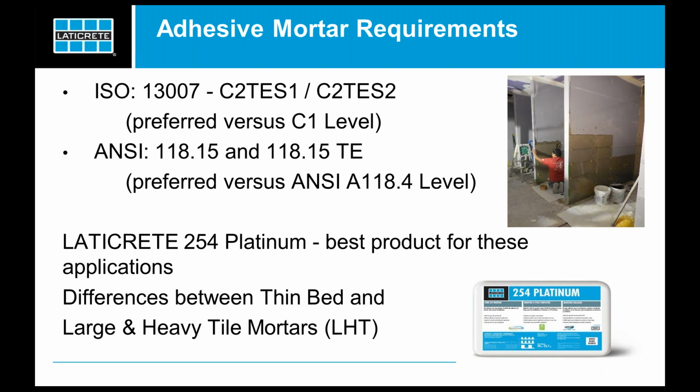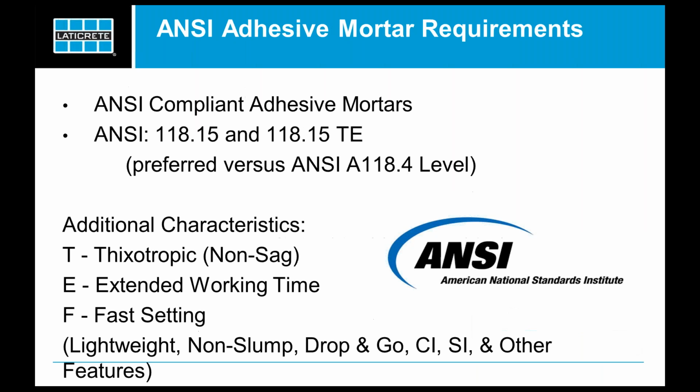And in ANSI, the 118.15 level is the preferred adhesive type versus the ANSI 118.4 level, which is your traditional thin set mortar. So again, in our line, the 254 Platinum is the best product for this. It is a thin bed mortar. If you needed to use an LHT mortar or a large and heavy tile mortar, we have those products as well. That can be our Trilite, our LHT mortar, or our 4XLT product. So we have products that fit into all of those categories.